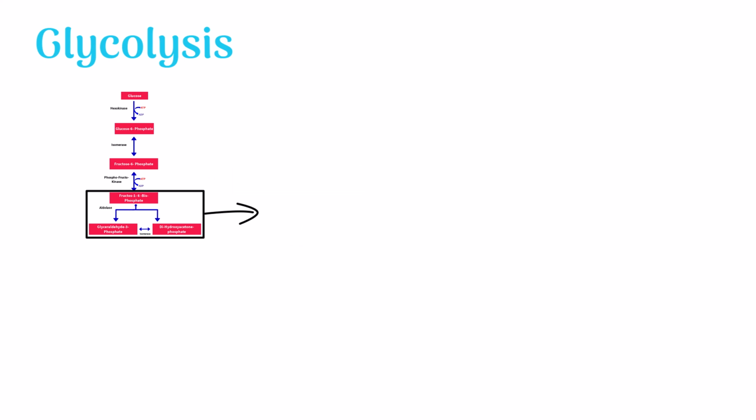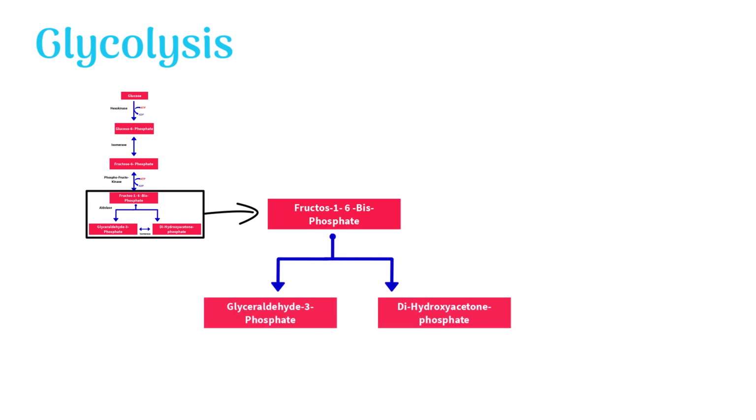In the next reaction, fructose 1,6-bisphosphate is cleaved into two products, glyceraldehyde 3-phosphate and dihydroxyacetone phosphate. The enzyme involved in this reaction is aldolase. Remember, glyceraldehyde 3-phosphate and dihydroxyacetone phosphate are interconvertible to some extent. Isomerase enzyme could convert them into each other. Let's jump on to the next reaction.